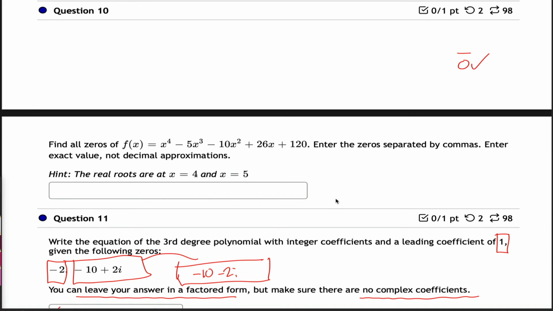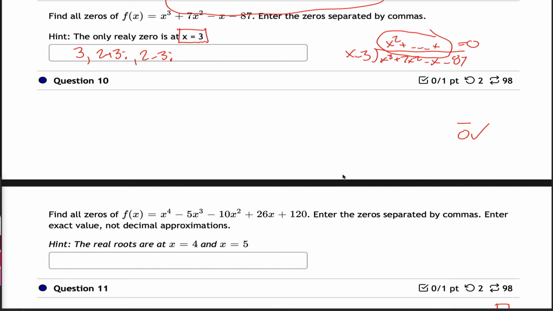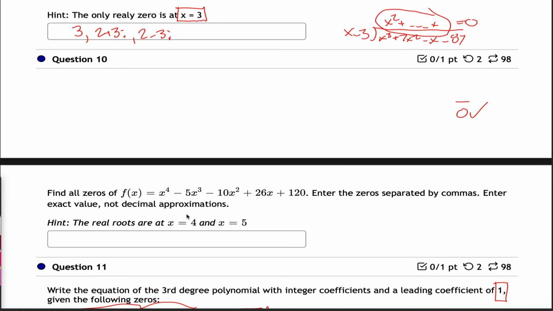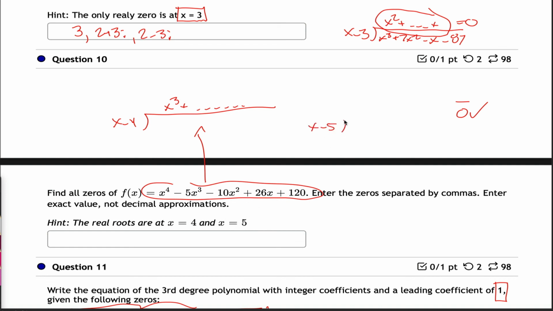Question 10 looks miserable. It kind of is, not going to lie. But it's good practice, I think. The good news is I give you the two real roots, 4 and 5. All right, so we can do x minus 4, divide that into this polynomial. That goes here. You'll get some third degree polynomial, something here, right? And then, since 5 is a root, we'll do x minus 5 and divide that into this third degree polynomial. So that goes down there.